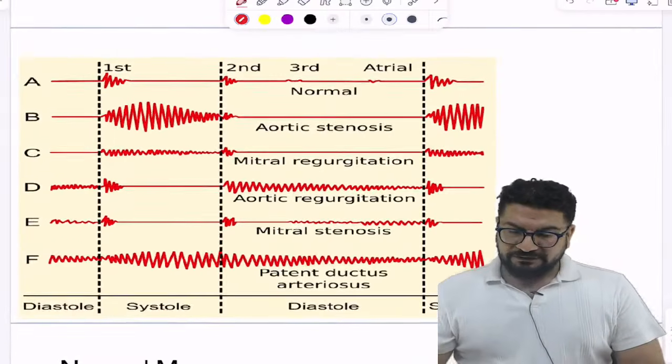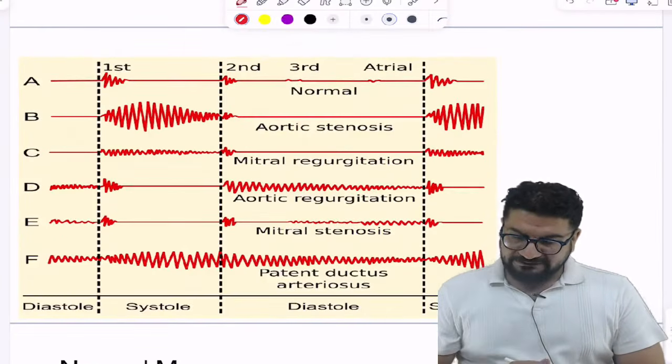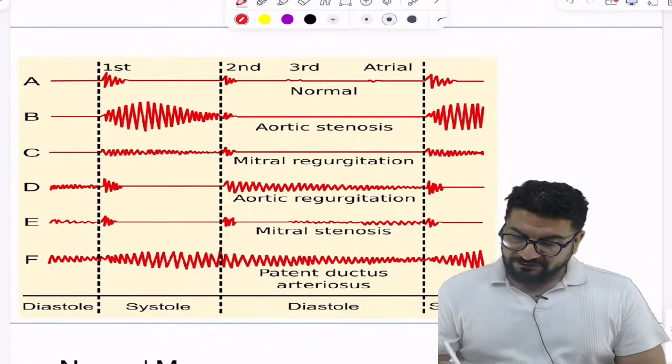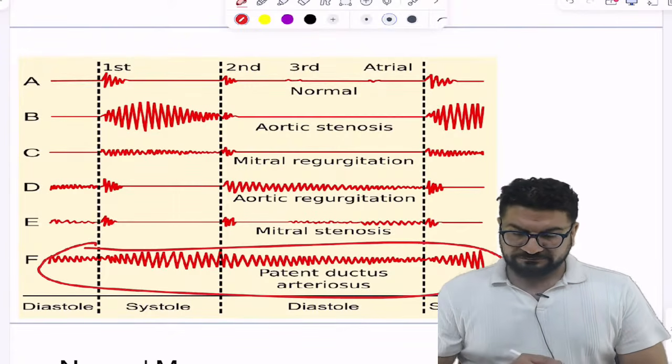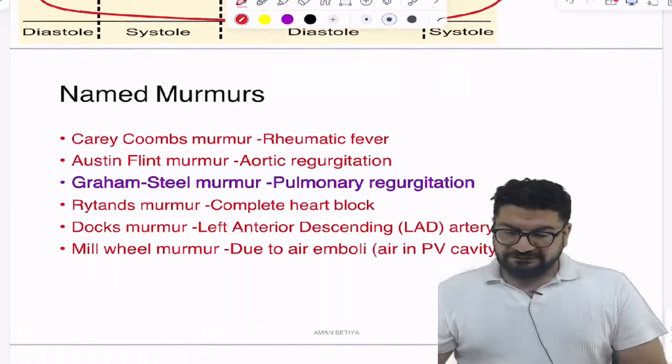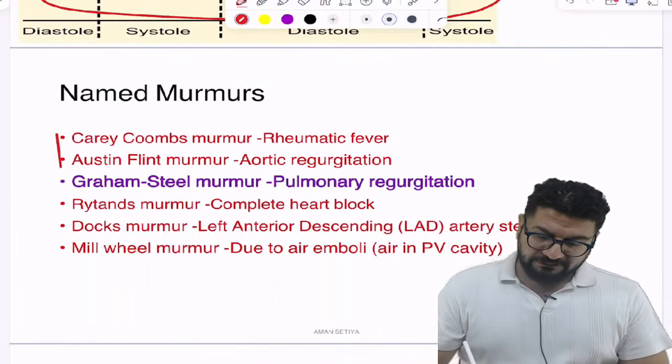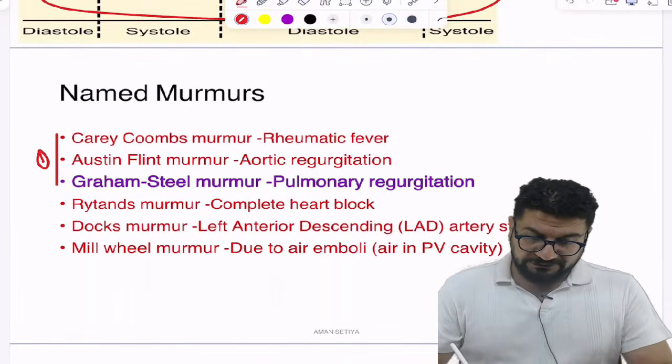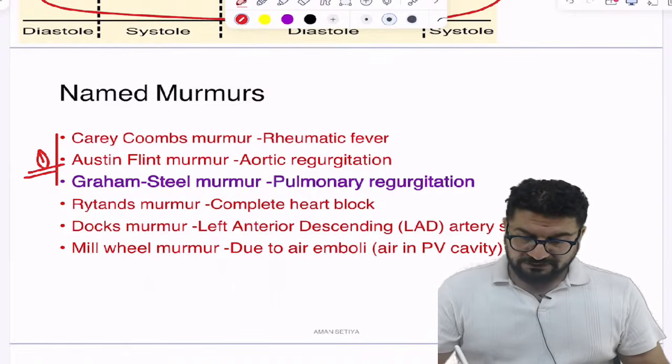So again you can notice here, this is a slide they sometimes ask in exams. Here you can see PDA will have continuous murmur. Named murmurs, when they ask you like Carey Coombs and Austin Flint, these are the questions. Sometimes they ask you Graham Steell also. So these are questions which they ask on different named murmurs.